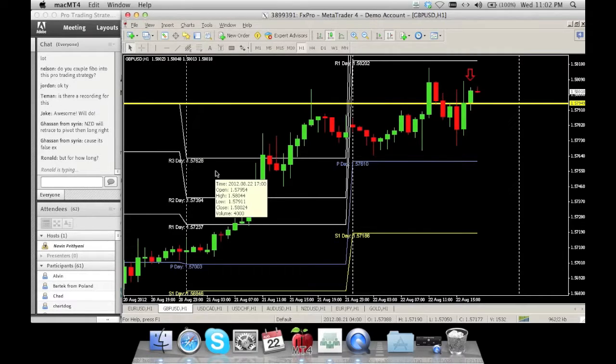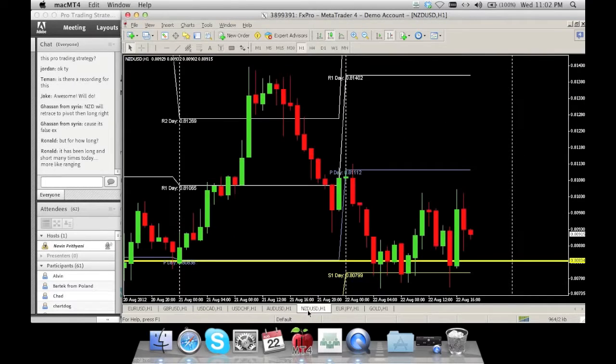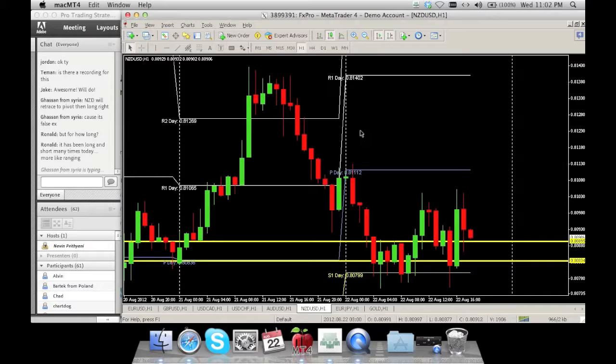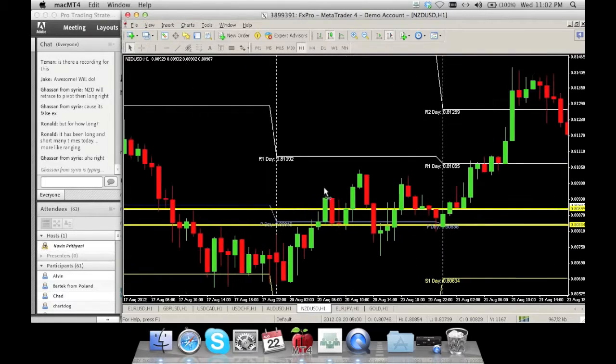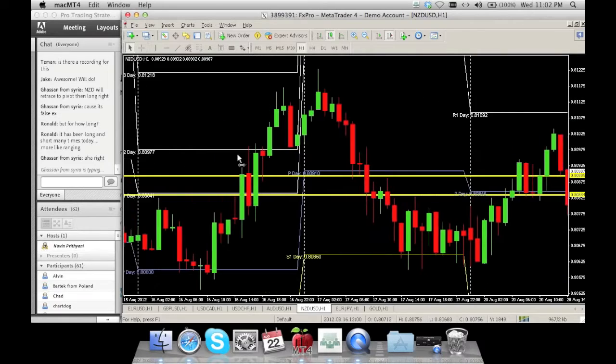Okay, Hassan says New Zealand dollar will retrace to pivot, then long, right? Because it's false exhaustion. Okay, let's take a look at New Zealand dollar. Usually there's always going to be a retrace to the nearest support resistance. In this particular case, your retracement should be around this area. This area seems to have support resistance strength. If you can go to the back, you can check what is the level of this yellow line that we've drawn.